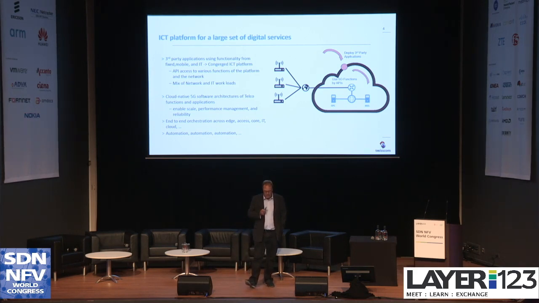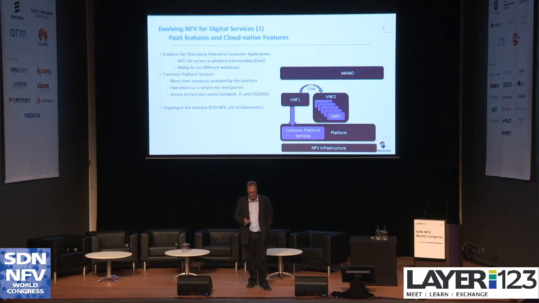Then we need some sort of cloud-native software architectures. That's for easy deployment and management of the whole thing, enabling scaling, performance management, and reliability. You need end-to-end orchestration, and you need a lot of automation. I think that's nothing new on that. So what does that mean, evolving the NFV for these digital services?